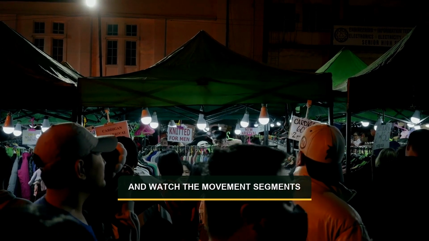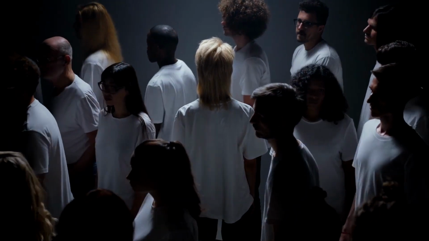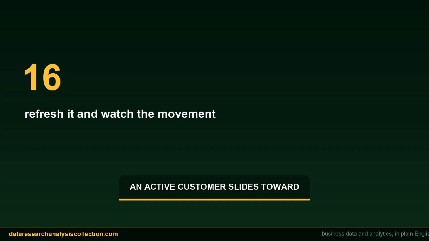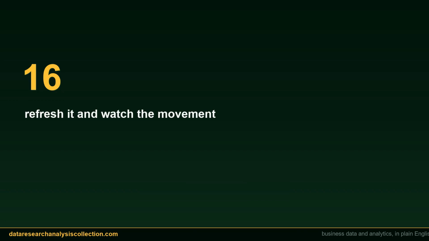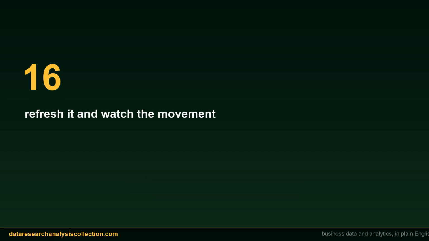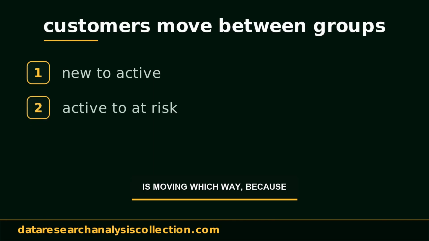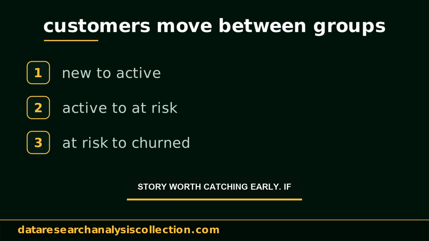Refresh it and watch the movement. Segments are also a snapshot, and your customers move between them constantly. An active customer slides toward at risk when their usage falls. A new customer becomes active once the habit sets. Someone at risk can come all the way back after one good conversation. So this is not a thing you build once and frame on the wall. Rerun it monthly or at least each quarter and watch who is moving which way, because the movement is often more useful than the snapshot itself. A customer sliding out of your active group is a story worth catching early.